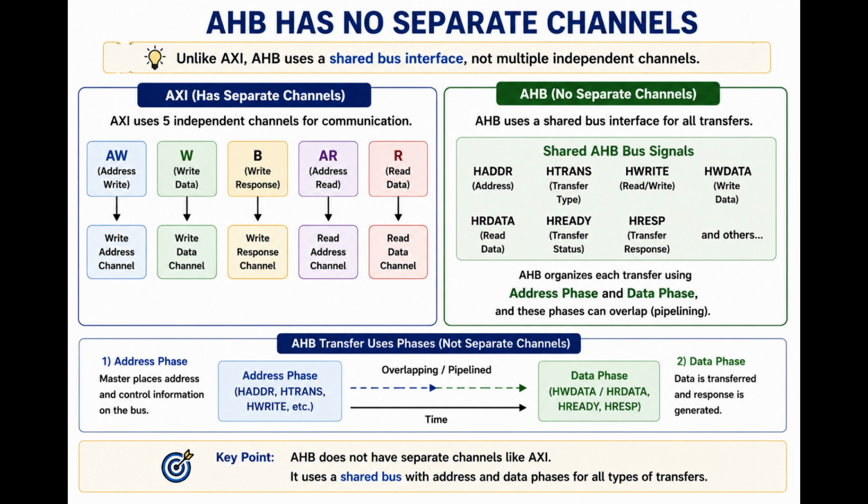In AXI, communication is divided into separate and independent channels for address, data and response transfers, right? So in AHB, the AHB does not use separate independent channels like AXI. Instead, AHB uses a shared bus interface where signals such as HADDR, HTRANS, HWRITE, HWDATA, HRDATA, HREADY, and HRESP are used for communication. AHB organizes each transfer using an address phase and data phase. So unlike AXI, AHB communication is based on a shared bus with pipelined address and data phases rather than multiple independent channels.